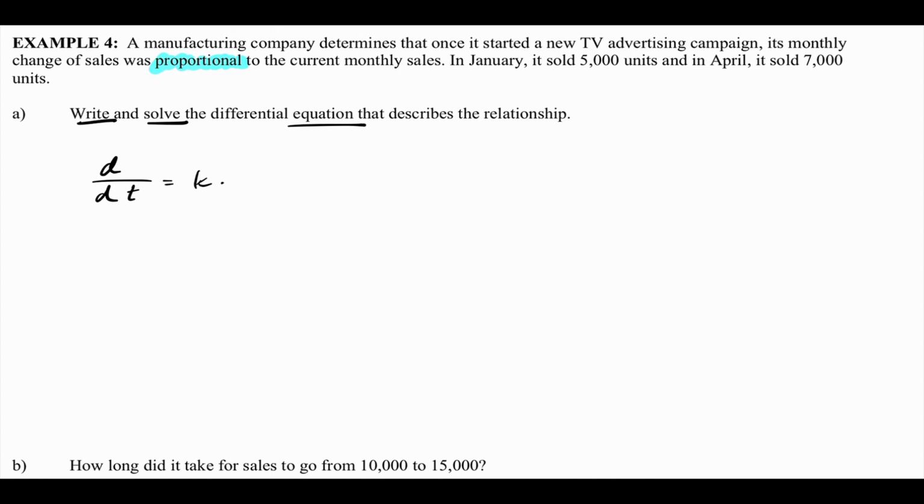What is time versus what? What's the other variable? Units, sales, whatever you want to call it. So you can use a U. I'm going to use an S for sales. It's the same thing. T is the independent variable. That's going to go to the right. S is the dependent variable. It's going to go to the left.